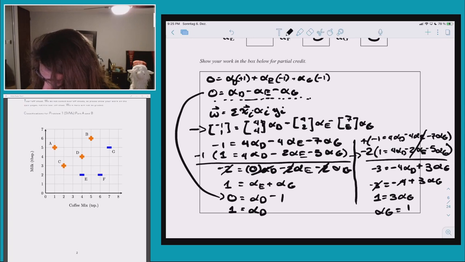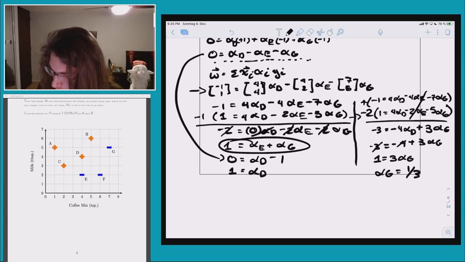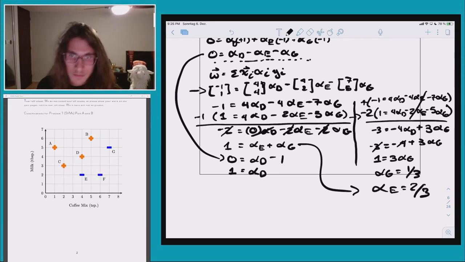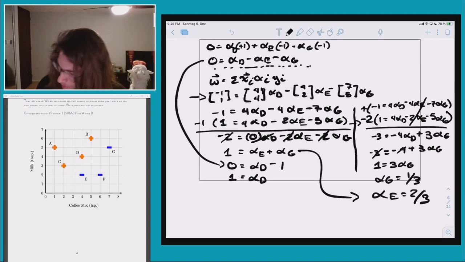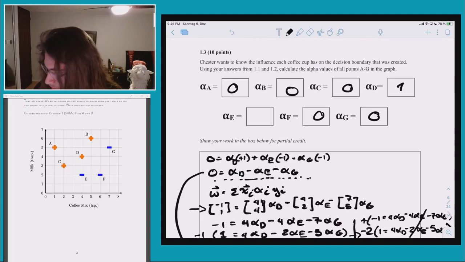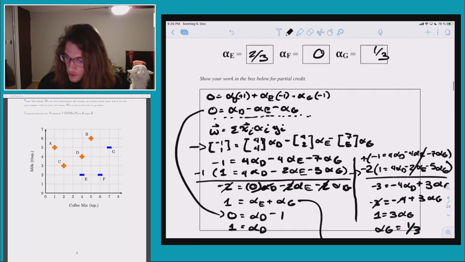Alpha g is equal to 1/3. And because I know that alpha e plus alpha g are equal to 1, I use this and determine that alpha e is equal to 2/3. Okay, and so I go back up and I just report my numbers. Alpha d is equal to 1, and oops, I did something wrong here. Yep. And then alpha e is equal to 2/3, alpha g is equal to 1/3. And that is the extent of finding alpha values.